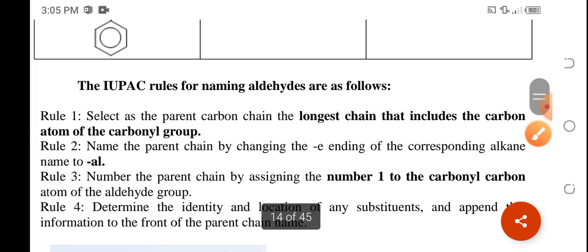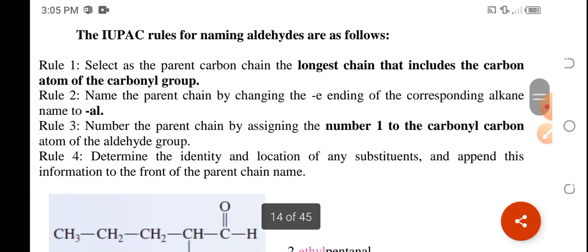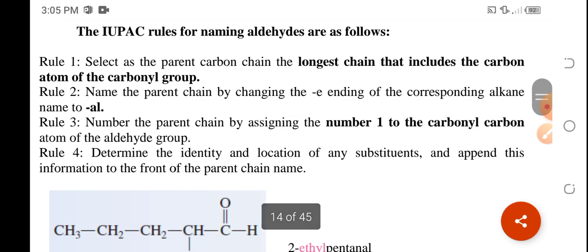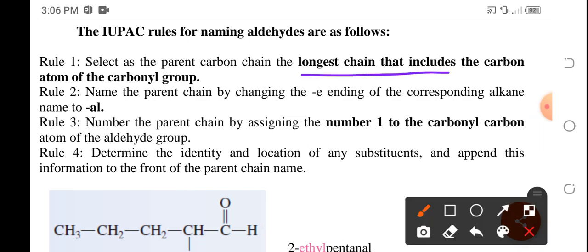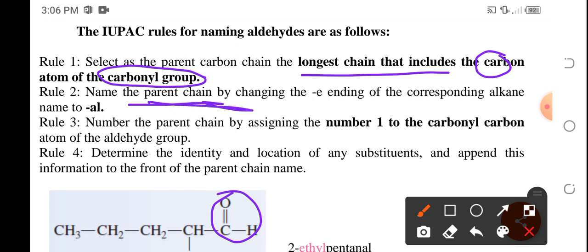Now, how do we give the IUPAC names for aldehydes? First, you have to choose the longest chain, and that longest chain should include the carbonyl group or the carbonyl carbon. Okay, so dapat kabilang yung carbonyl carbon dun sa longest chain. And then, you have to look for the name of the parent chain. Since the bonds between these carbons are single bonds, we are going to get its alkane name, drop the E ending from the alkane, and add -al.